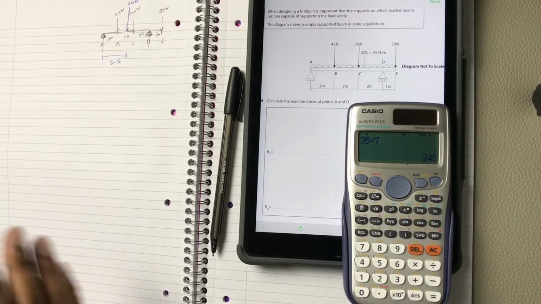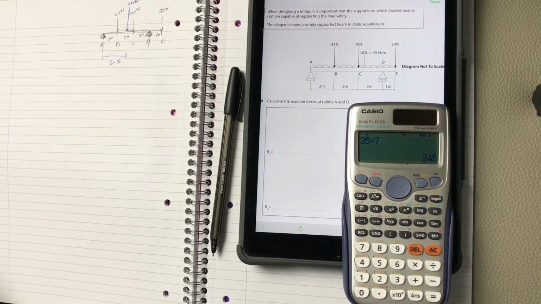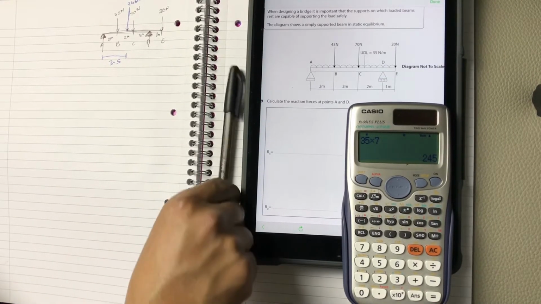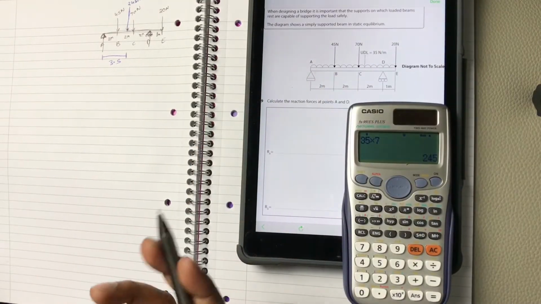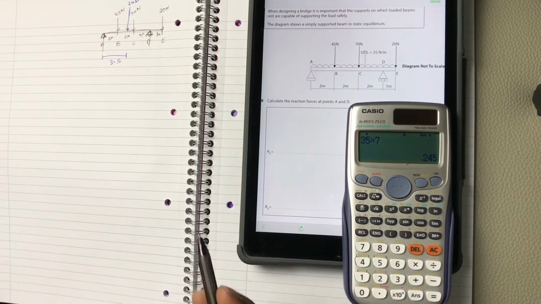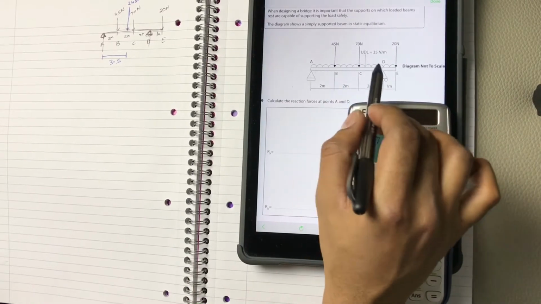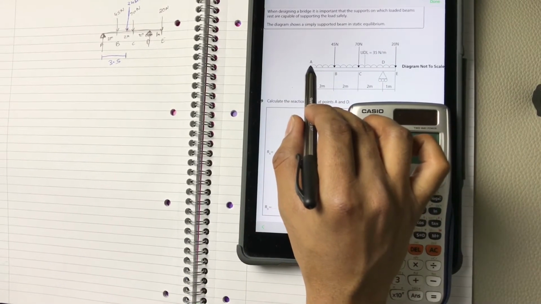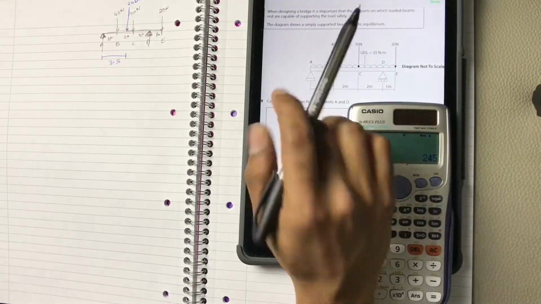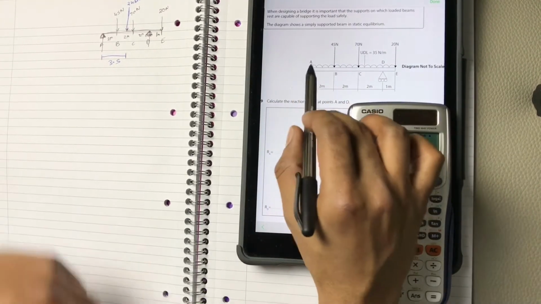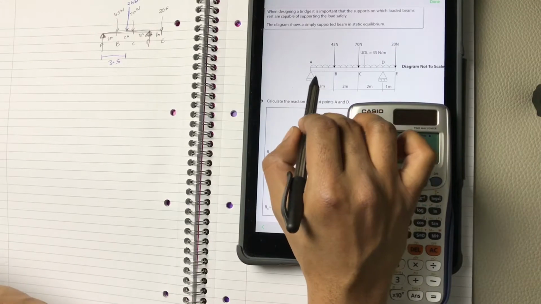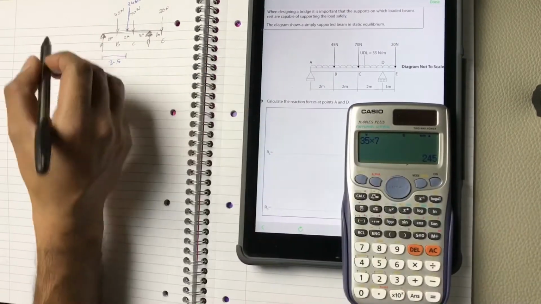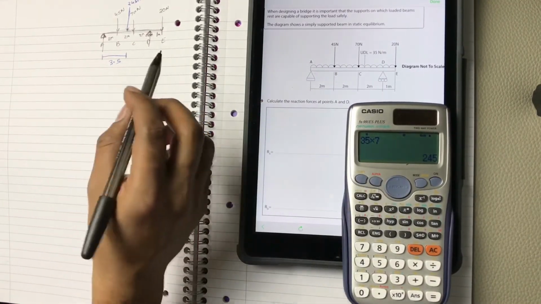Now that we have all of the forces in place, we find the reaction forces A and D, which are unknown. How do you go about finding it? In order to find the reaction force D, you take moments of all the forces about point A. Please don't write on your iPad, it could damage it.